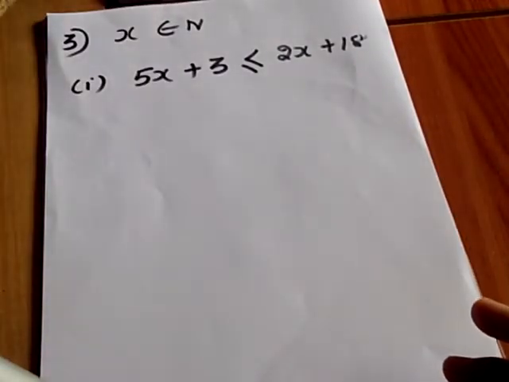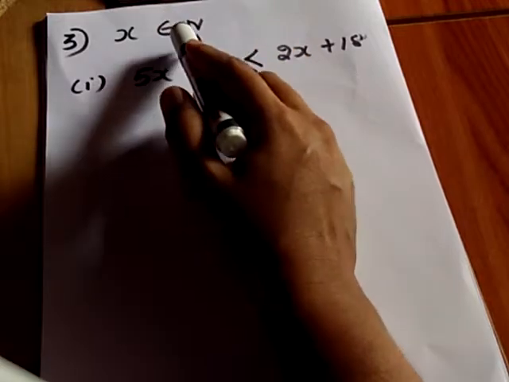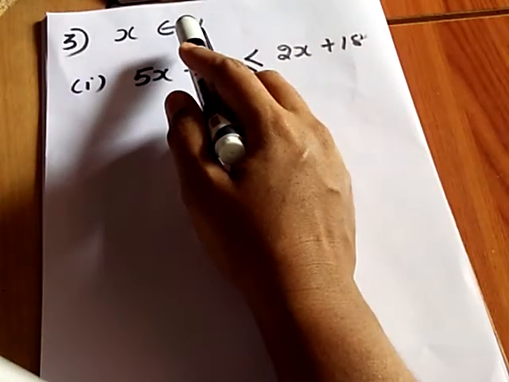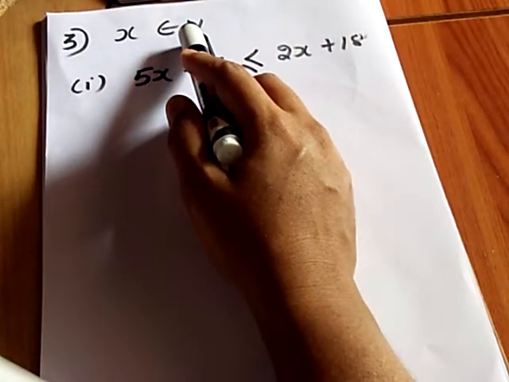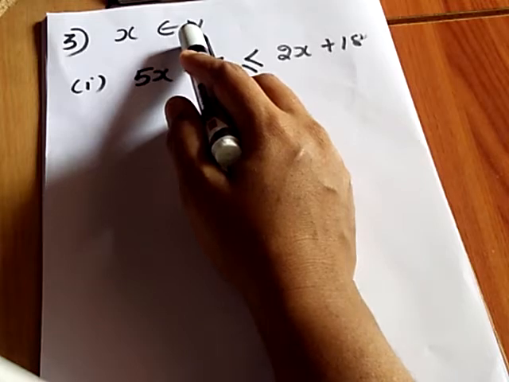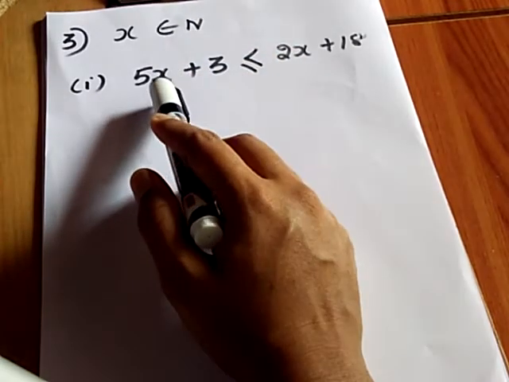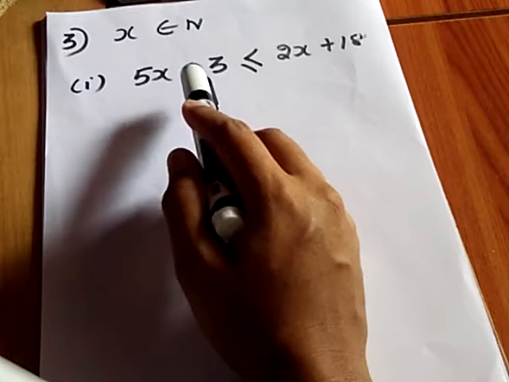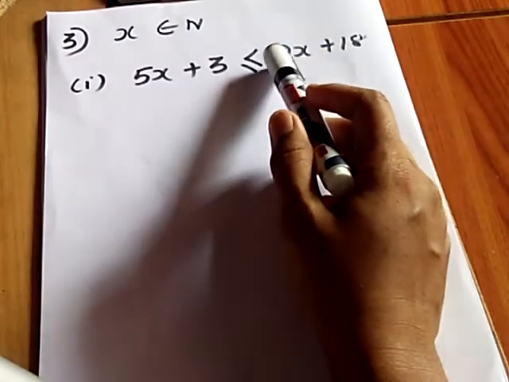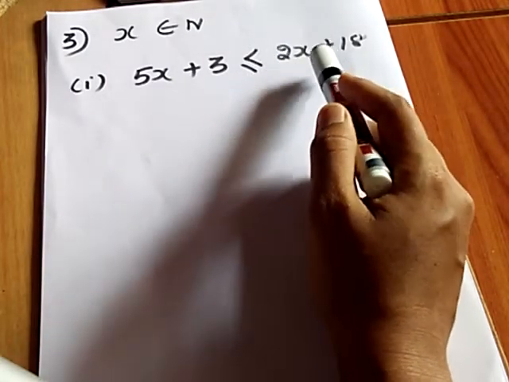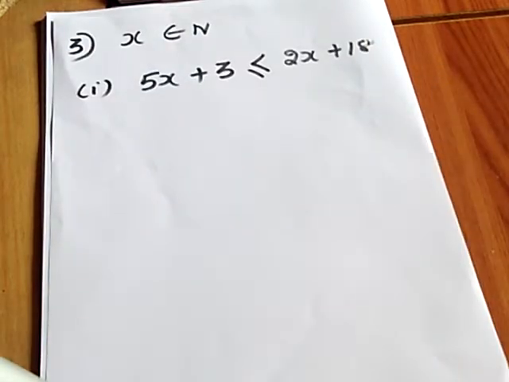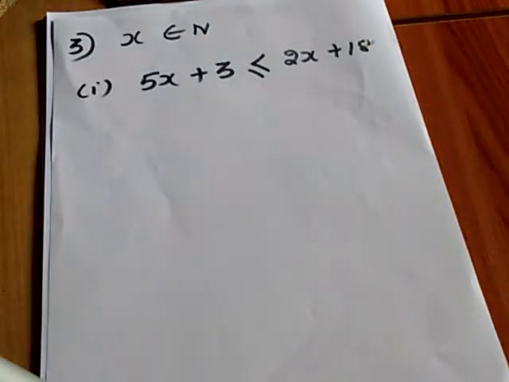Kindly note down the question from your textbook. If x belongs to N, that is a natural number, we need to find the solution set of inequations. Two sub questions are there. First one, 5x plus 3 is less than or equal to 2x plus 18. Now, while finding the solution of the given linear inequations, we need to remember all the rules we have discussed in the previous class.